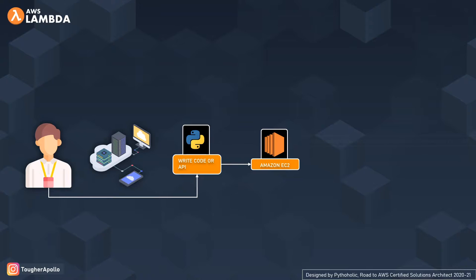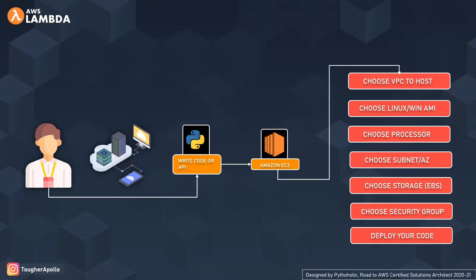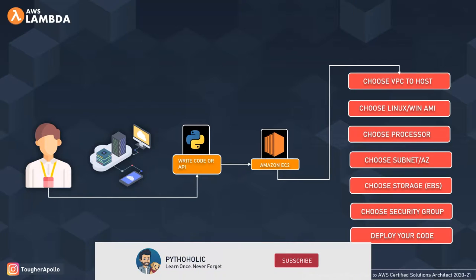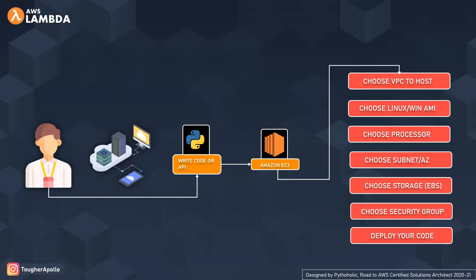And to host it on EC2, you had to go through these steps. So you had to choose the VPC, then you had to choose the AMI for the purpose, choose the right processing unit, choose subnets to maintain high availability, then choose the storage, and then attach the security group, and ultimately you had to deploy the code that you have.